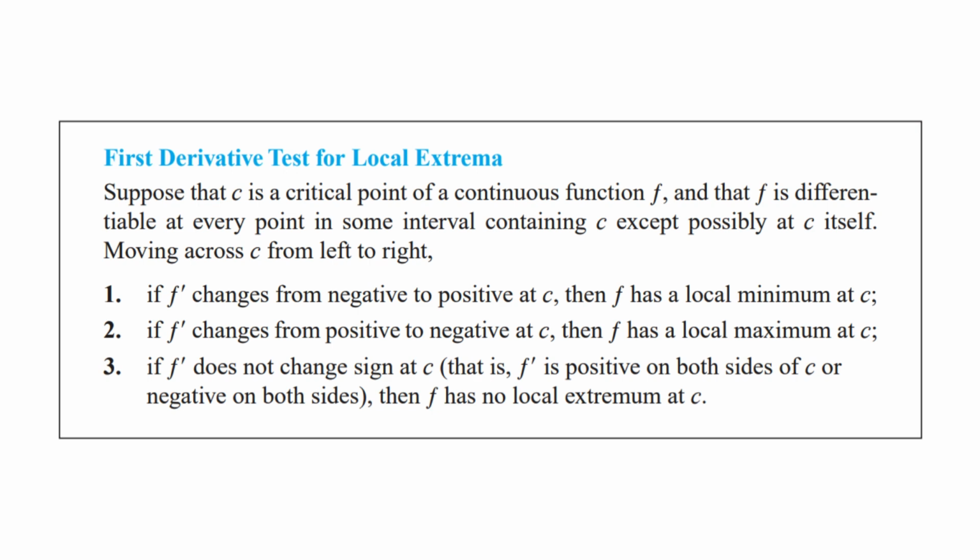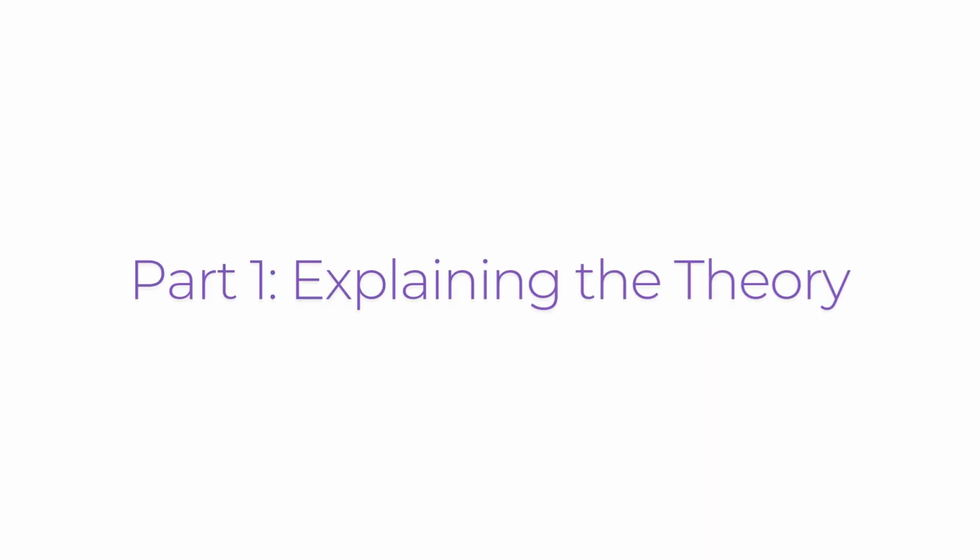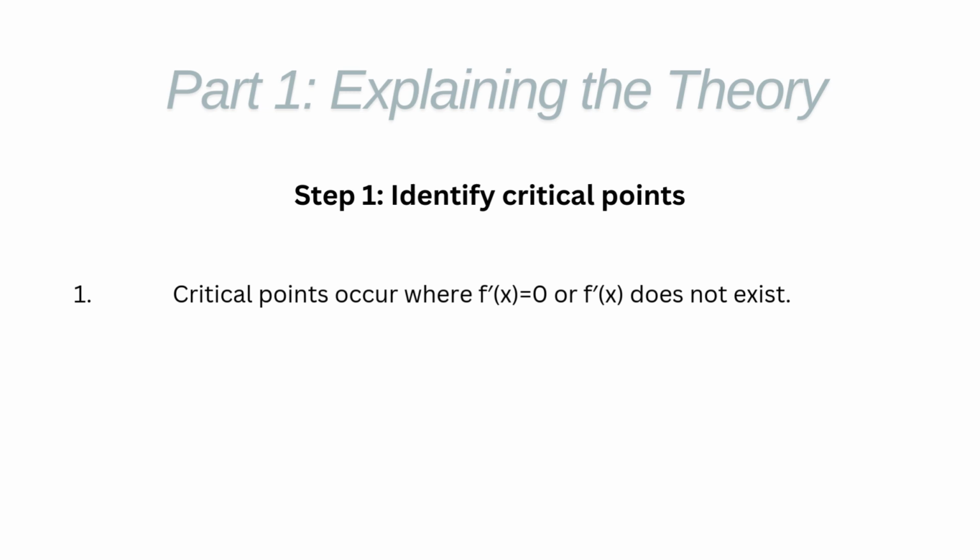Let's start with the theory. First derivative test is a method for determining whether a function has local minimum, local maximum or no extremum at its critical point c. Step 1. Identifying critical points. These occur where the derivative f'(x) equals 0 or does not exist.